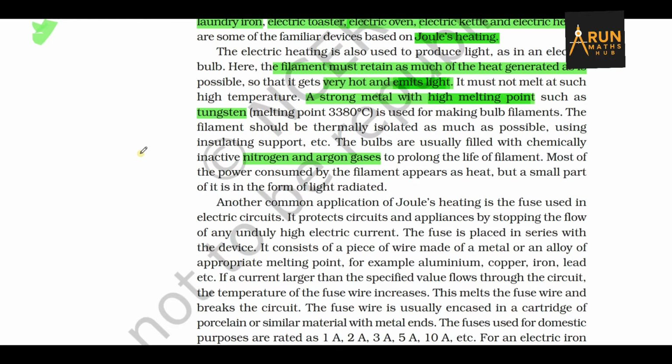Because nitrogen and argon gases have a completely filled, stable structure. They do not react with any other metal or non-metal, hence they are used in the bulb. These gases do not react. Why? Because their valence shell is completely filled, an octet structure.